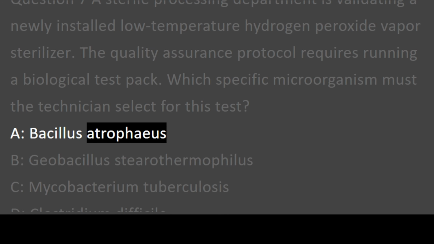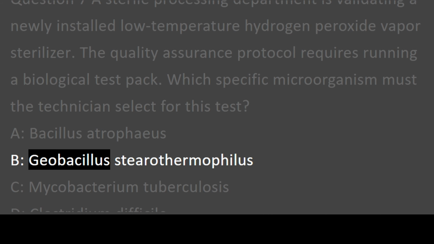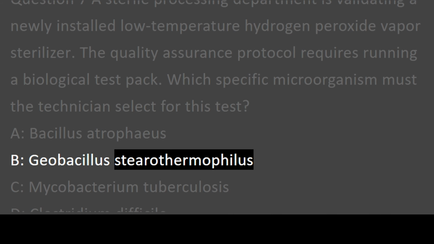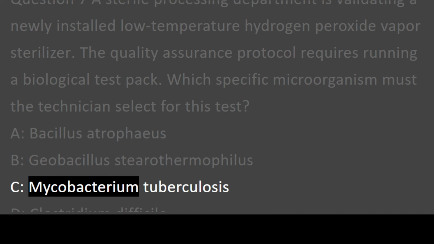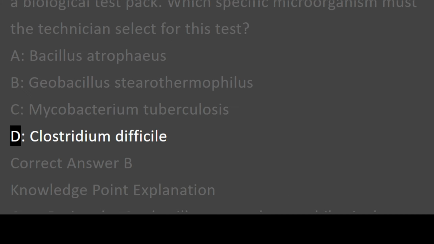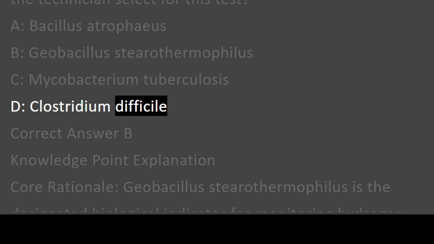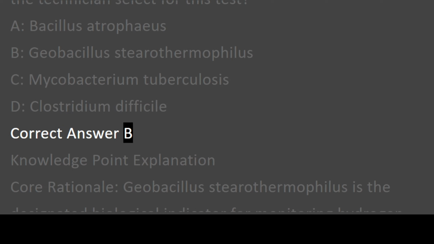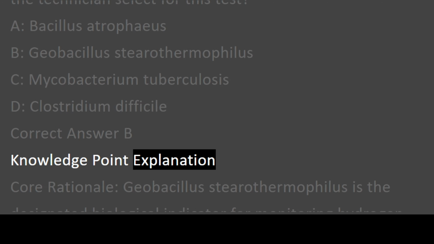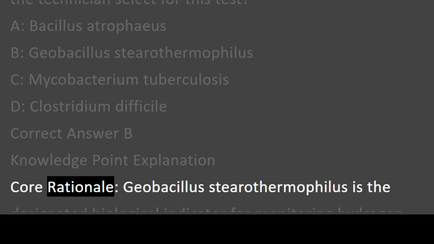A. Bacillus atrophaeus. B. Geobacillus stearothermophilus. C. Mycobacterium tuberculosis. D. Clostridium difficile. Correct answer: B. Knowledge point explanation. Core rationale.